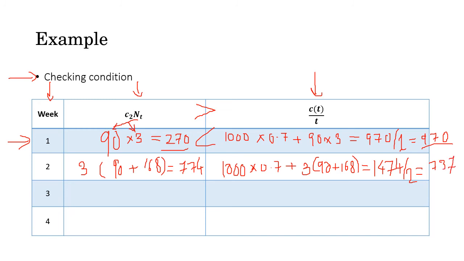Okay, so now again we check the condition whether C2 and T is greater than or less than equal to CT by T for week 2, and this condition is satisfied here. 774 is greater than 737. So this is the optimal policy, that the group replacement should be done after every 2 weeks.